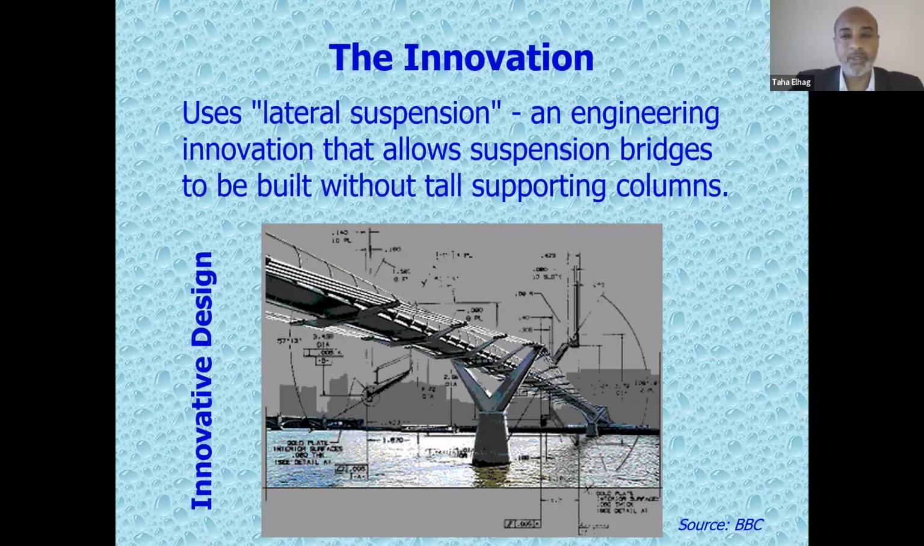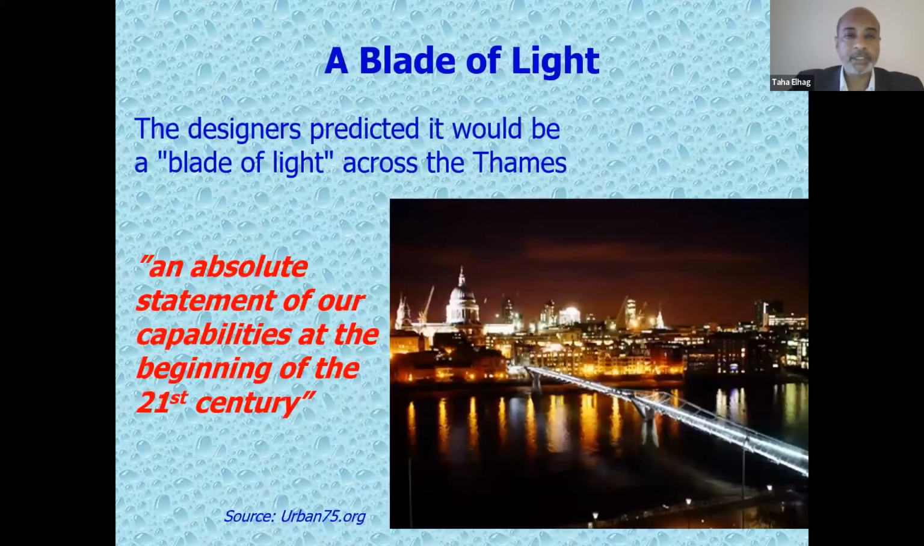And there is a reason for that, actually, because the architects had a concept for the design that they want to see this bridge from both sides of the Thames as a blade of light. So that is the concept of the design, and that's why they can't build these very tall columns, and they came up with this solution, lateral suspension.